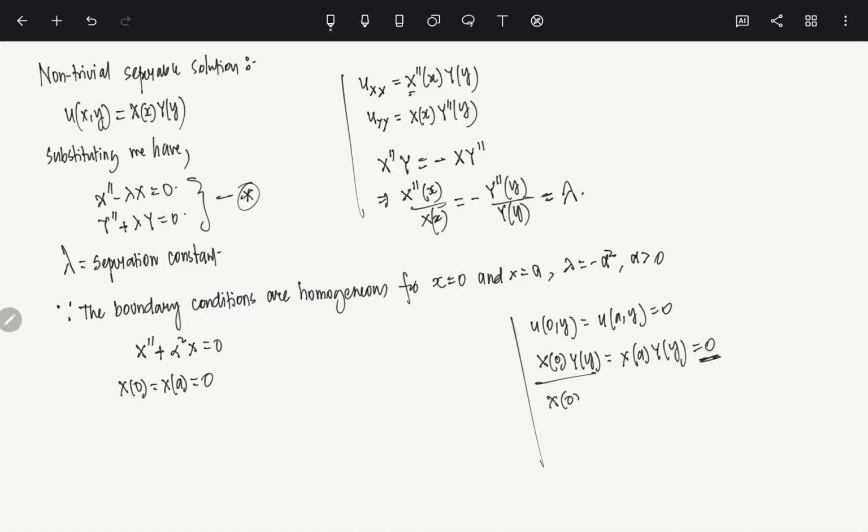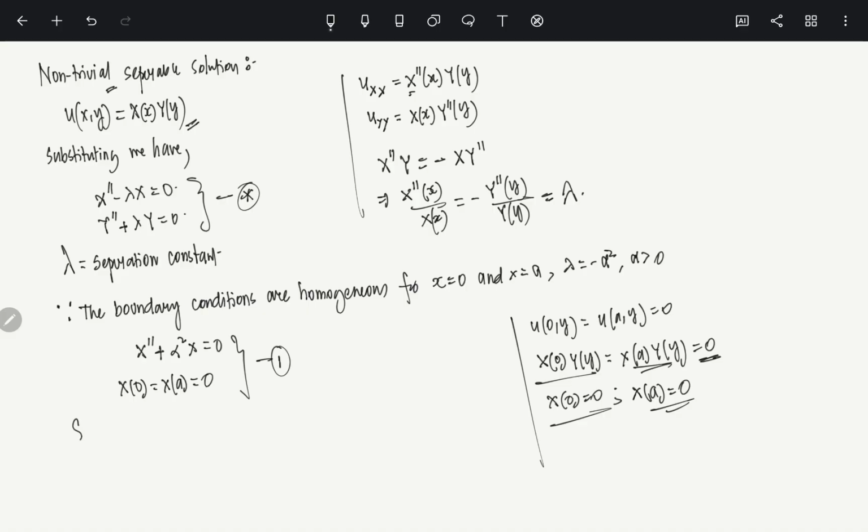So it means X of 0 has to be 0. Why? Because otherwise, if Y of y is 0, it means that your solution u has to be 0, but we have assumed that this is a non-trivial solution, right? So now you get X of 0 equals 0, and you also get X of a equals 0 from the other part. That is the equation. Let's call this 1. Now you remember what this equation says, right? This is essentially your eigenvalue problem, and you can solve it. Yes, we have already looked at it.